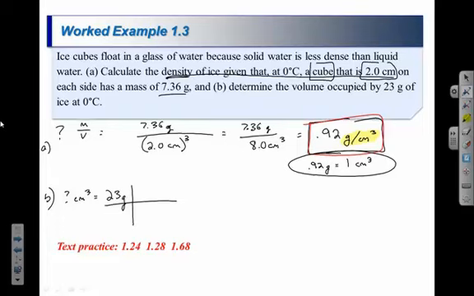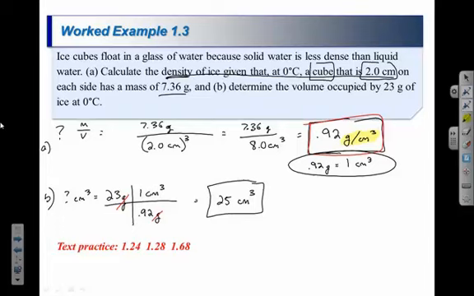I only need to use one conversion. I want the grams on the bottom so they'll cancel. And so then I would just divide, and I get 25 centimeters cubed. Questions about that?